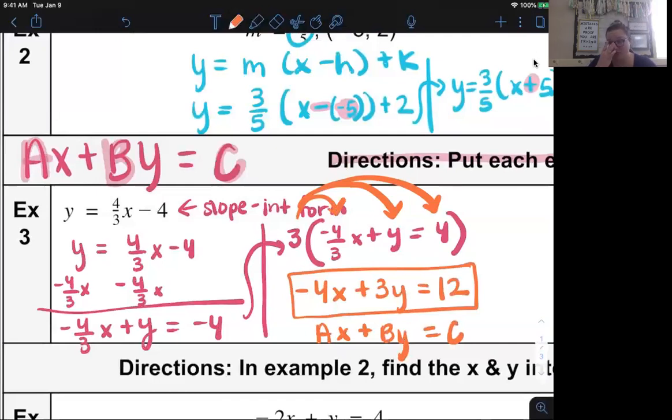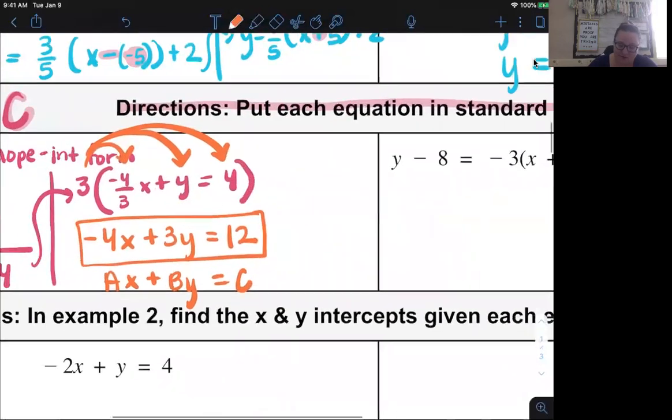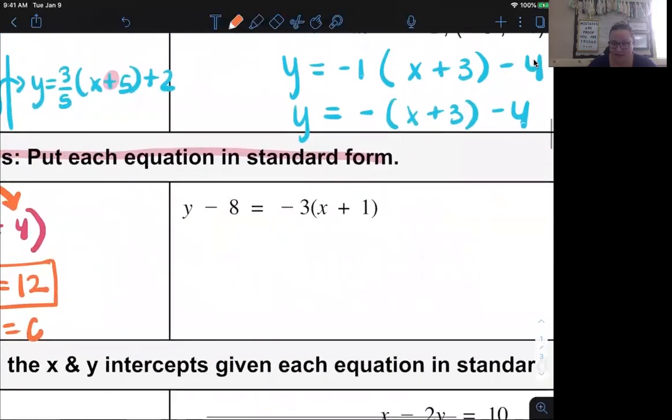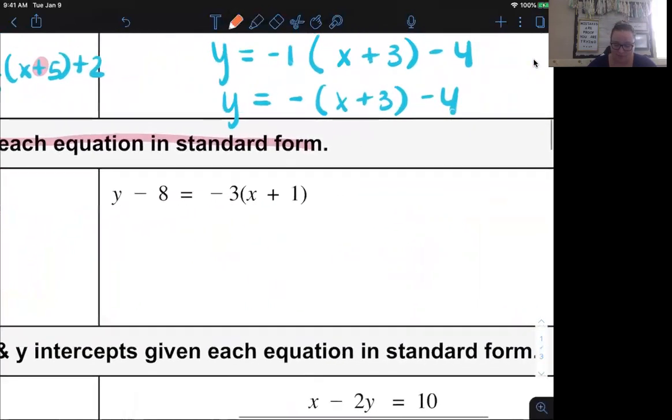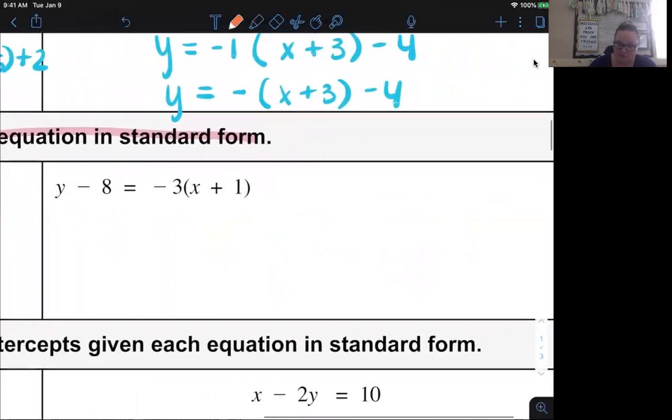So now why don't you take a shot at this? Check out the equation. y minus 8 is equal to negative 3x plus 1. Put that equation into standard form. As a reminder, standard form looks like ax plus by equals c. You want to get the x and the y on the same side and everything else on the other side.